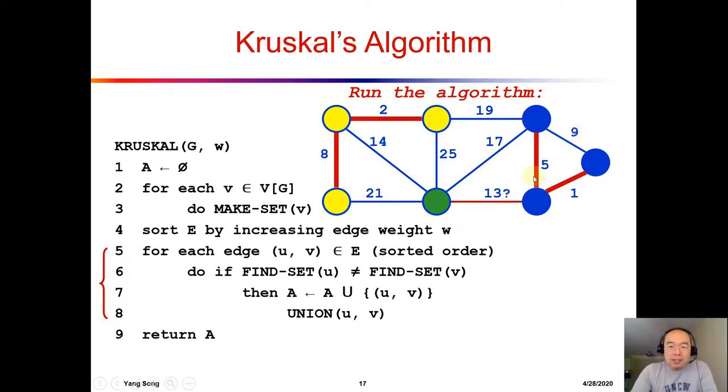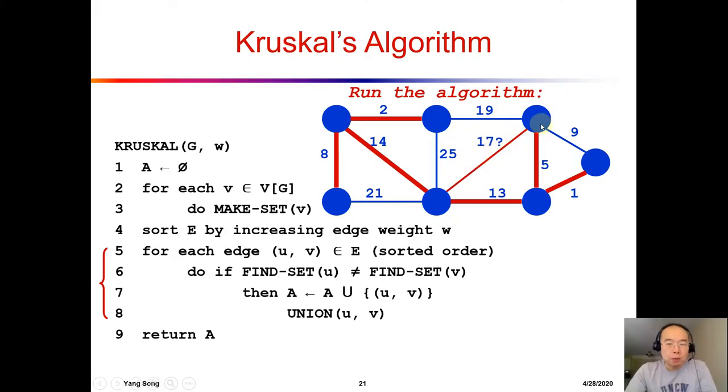Okay, so let's continue. The next value is 13. So for 13, this green will be unioned to the blue set, and 13 will be taken into the A as well. And what's the next one? 14. For the 14, we are going to combine the blue set and the yellow set. Now those two sets are combined together, and they're all blue right now. If you are eyeballing from this point of view, it seems that our MST has already finished, right? But we still have to continue, and the next value will be 17.